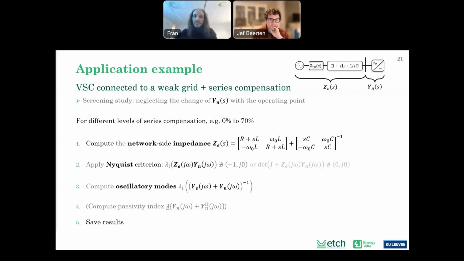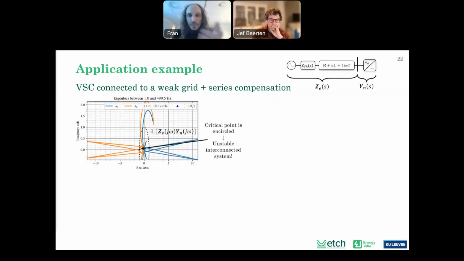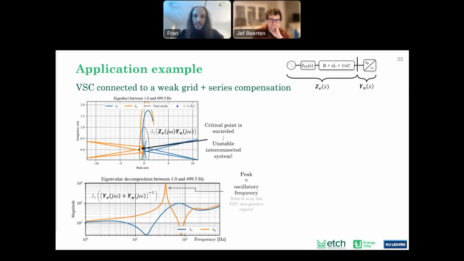And I can do this for different levels of series compensation. So basically just a for loop. And eventually I will get a flag, the system is unstable, and I can look at that point. In particular, what we observe is that when the system becomes unstable, the critical point is encircled. So it means it will be unstable. And we can again look at the eigenvalue decomposition to get a better idea of what are the main oscillatory frequencies of this system.